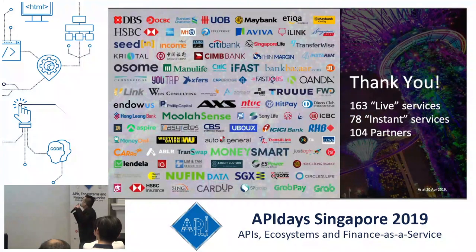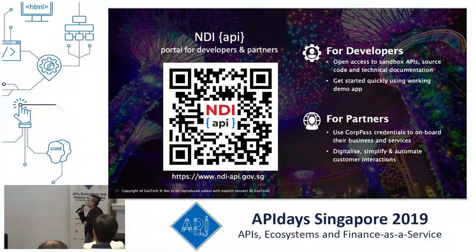All right, so to date, as of April, this is just the private sector alone, we have 163 services that have gone live with us, integrated with MyInfo. Out of those, 78 of them offer some form of instant account, instant approval service, right? And we also have many more services from 104 partners who either already have services live with us or they are in the process of getting approved, right? So quite a good growth, right?